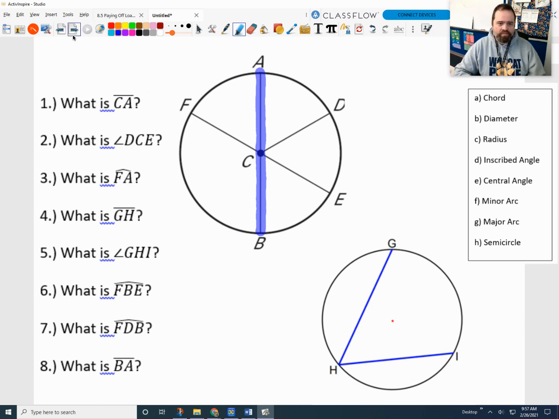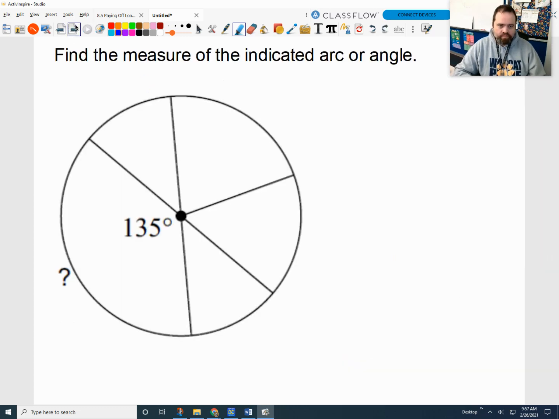Moving right along. Find the measure of the indicated arc or angle. So you're either going to be given an angle and asked to find the arc, or you're going to be given an arc and asked to find an angle. This is a central angle. So we are looking for the intercepted arc measure.